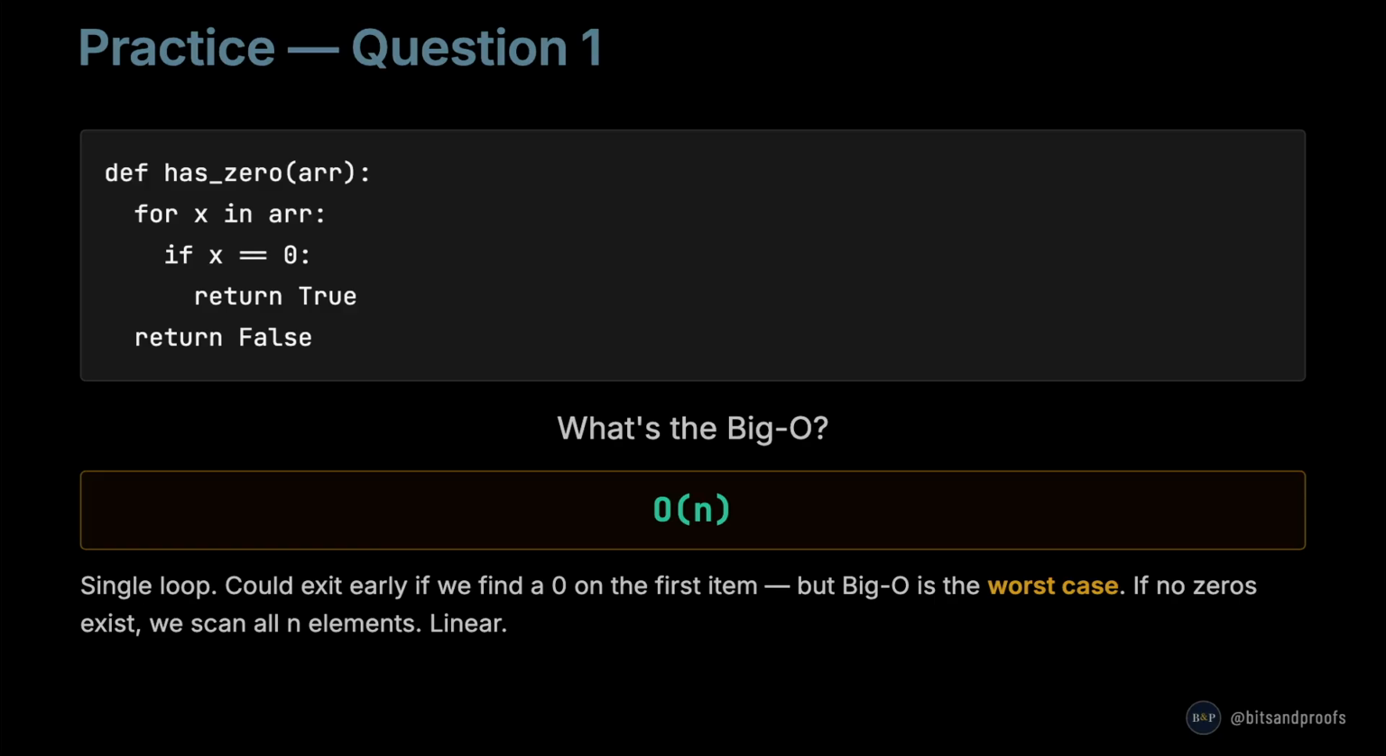Now there's an early exit. We could return true on the very first iteration if the first item is 0. So why isn't this O(1)? Because big O is the worst case. If no zeros exist anywhere in the array, we scan all n elements. The worst case is a full scan. Linear. The early exit optimization helps in practice sometimes, but it doesn't change the worst case complexity.